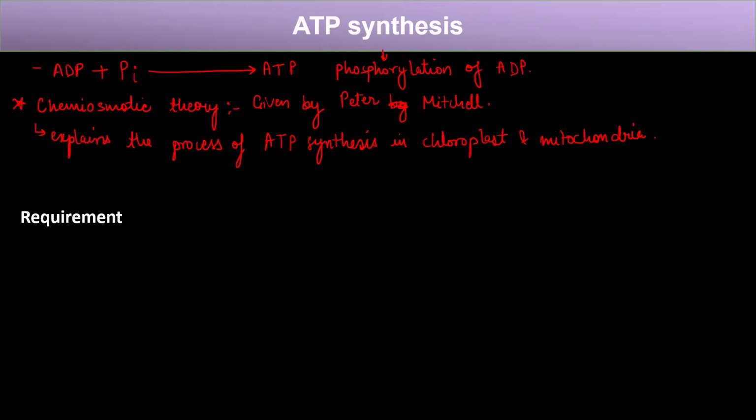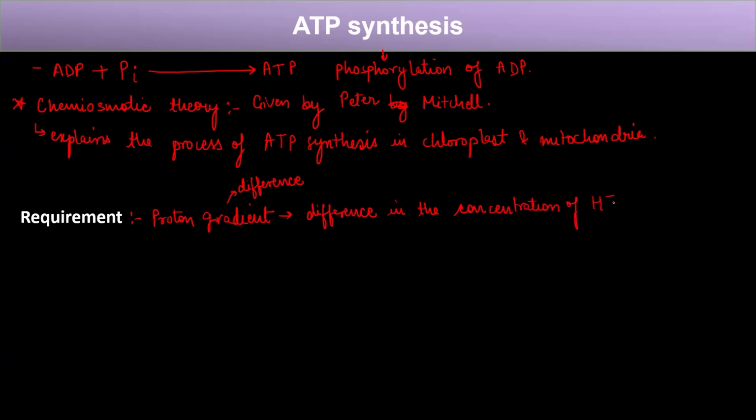Okay. Now, what are the requirements of ATP synthesis? So, when we were studying photophosphorylation, we said that proton gradient is required, right? So the first requirement is proton gradient. Now the question is, what is proton gradient? So the proton gradient is nothing but the difference in the concentration. The term gradient means difference. Okay. So proton gradient is the difference in the concentration of protons, that is H plus ions, right?